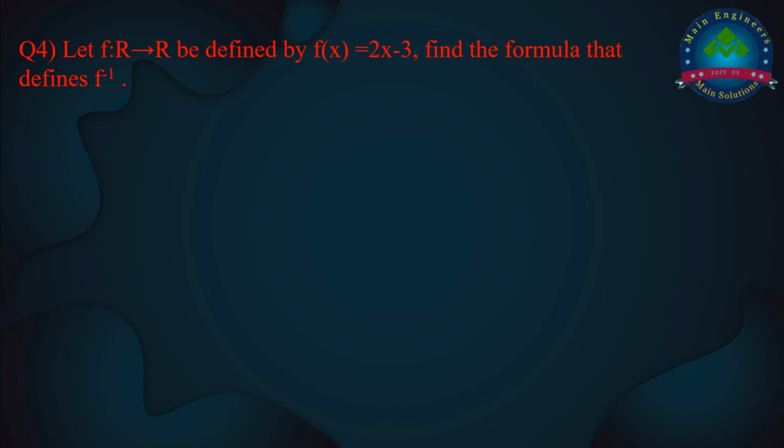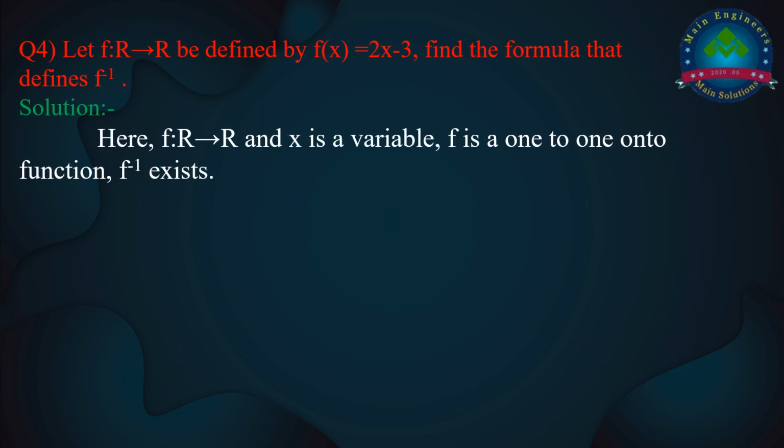Let's go to another question, question 4. Here let f from R to R be defined by f(x) is equal to 2x minus 3, then find the formula that defines f inverse. So this is the given function and we have to find the f inverse. What is the first step to find the inverse? Just write here f from R to R, x is the variable, f is a 1 to 1 onto function, so f inverse exists.